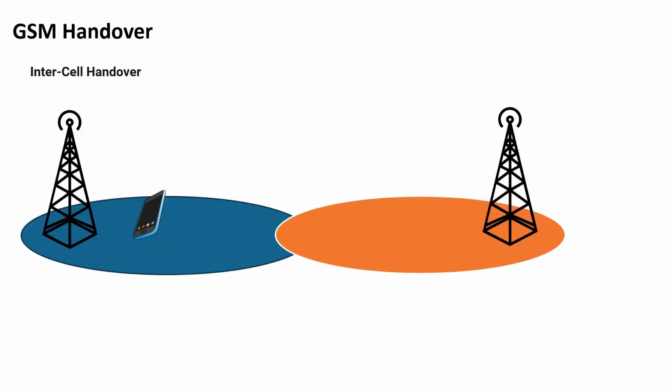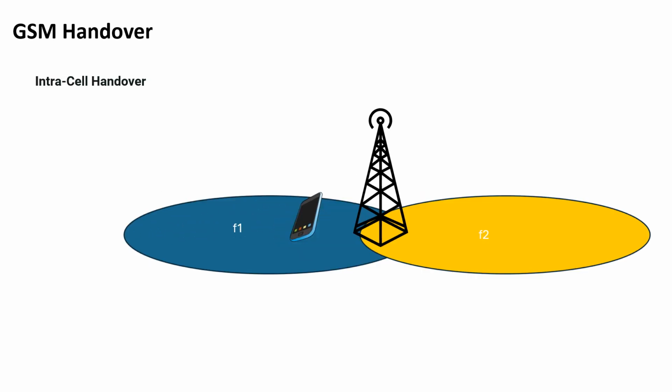Inter-cell handover occurs when the mobile device moves from one cell to another. This can be further divided into intra-cell handover, which occurs when the mobile device moves to a different frequency within the same cell. Hard handover: the connection to the current cell is broken before or as the connection to the new cell is established. This can momentarily interrupt the call.